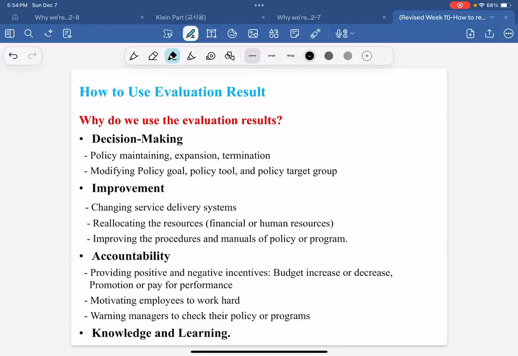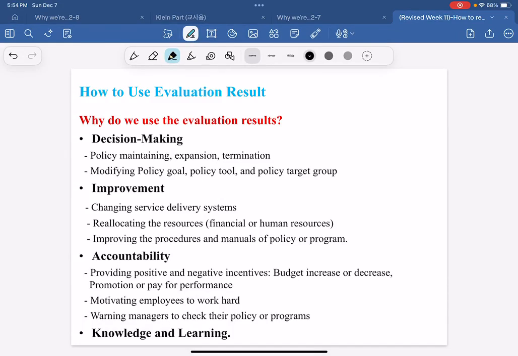This is an important purpose of policy evaluation, right? And some kind of incentive can be provided, positive and negative incentives, reward and punishment. If our outcomes are produced, budget may increase.